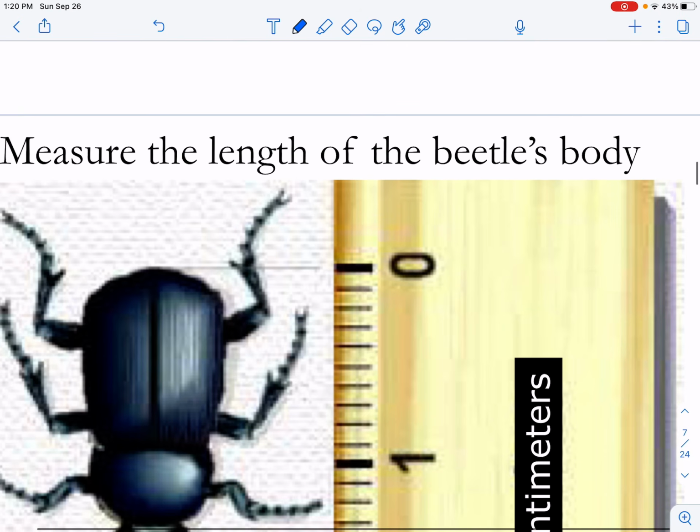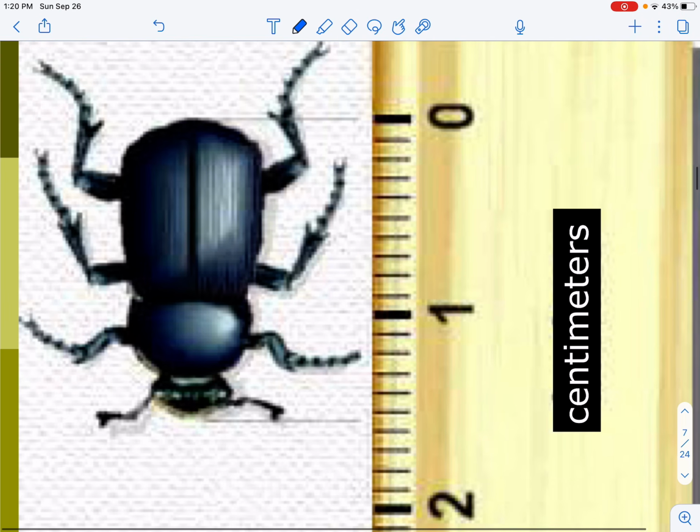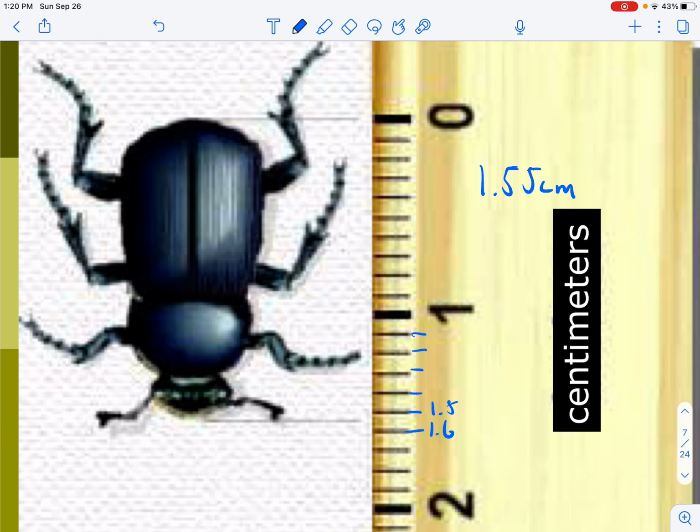So let me do one more example, and then I'm going to have you do a couple. Let me measure the body of this beetle. It looks to me like this goes in increments of 1, 1.1, 1.2, 1.3, 1.4, 1.5, 1.6. It looks to me like it's right between 1.5 and 1.6. So I would say that this is 1.55 centimeters, the length of this beetle. What I'm certain of, plus one more digit.